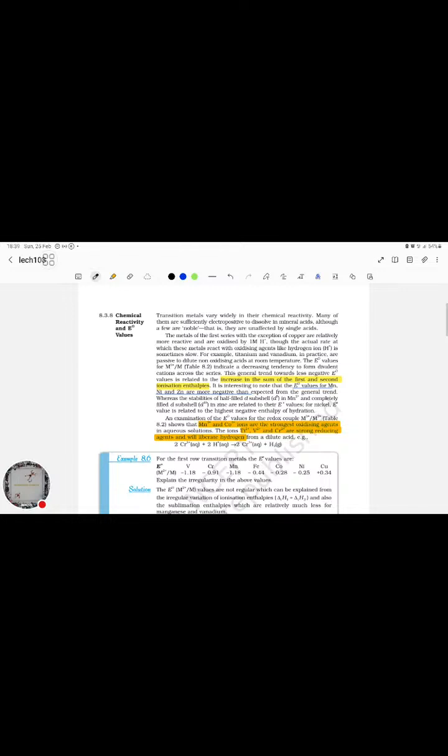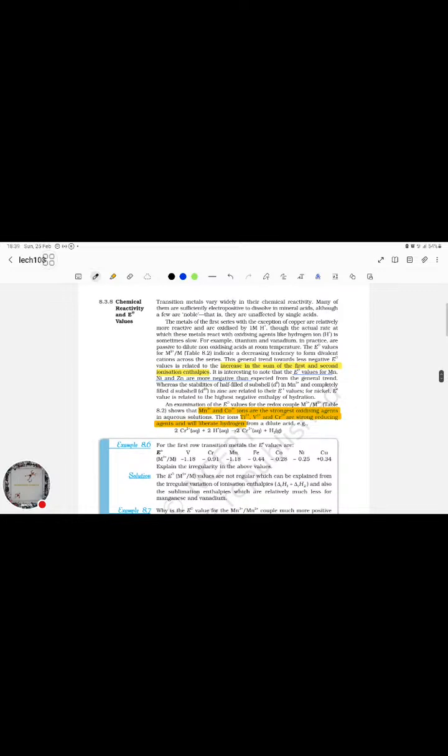So that's the first thing they are talking about, which means that metals are basically bases as they can donate a pair of electrons or accept an H plus ion, whatever. So the metals of the first series, with the exception of copper, are relatively more reactive and are oxidized by 1 molar H plus, though the actual rate at which these metals react with oxidizing agents like hydrogen is sometimes slow. For example, titanium and vanadium in practice are passive to dilute non-oxidizing acids at room temperature.